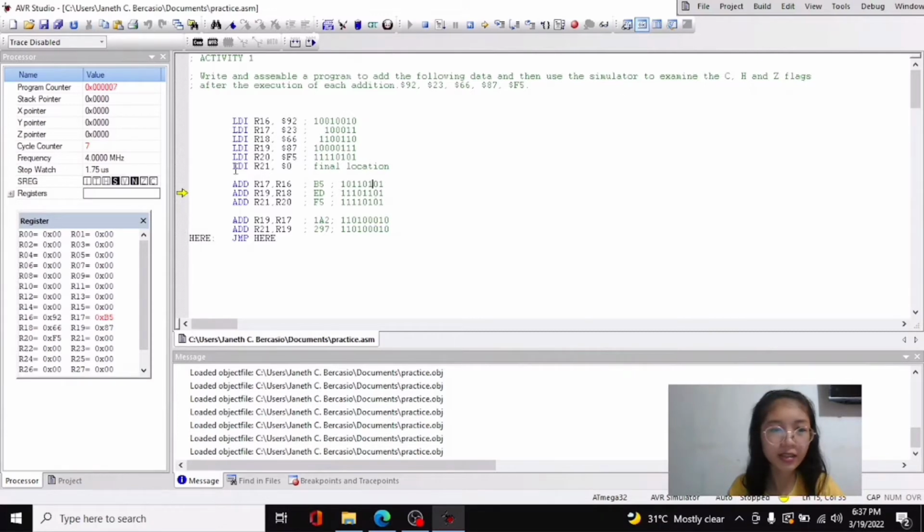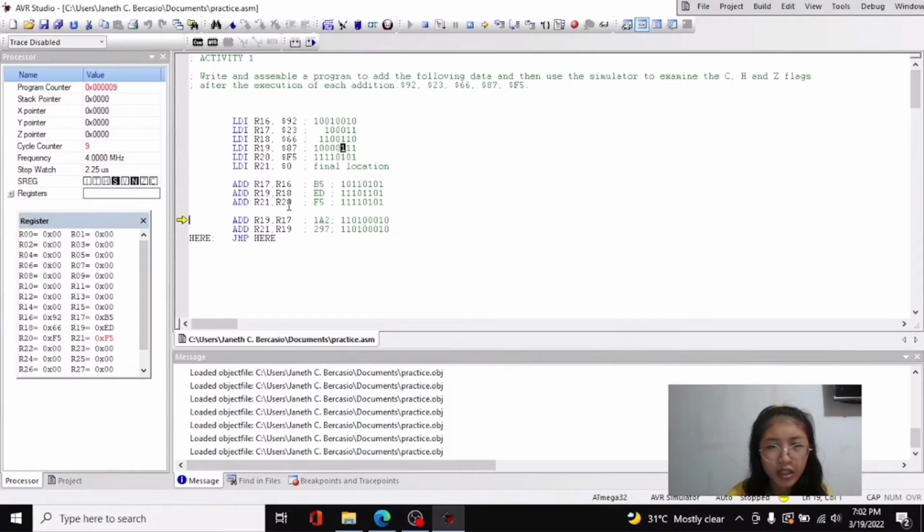The H flag is also 0, or not activated, not highlighted, because there is no carry in adding the D3 of the two numbers, and there is no carry going to D4. So 0 plus 0 is just 0. Adding R19 and R18, 87 plus 66, we have the H bit. Since we have here on D3 and D3 here, 1 plus 1 is 0, carry 1, so we have a carry from D3 going to D4.